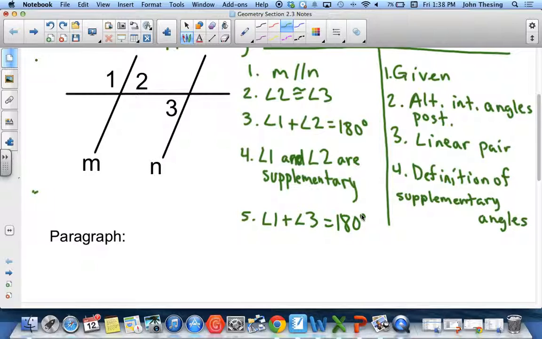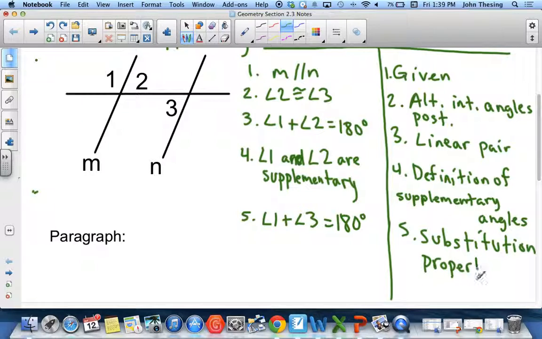Are you sure that's supposed to be angle 3? Yes. I'm now substituting, instead of 2 here, I'm going to put a 3 here. These are ridiculously long. They are. And this one is called the substitution property. So 1 and 3 are 180.